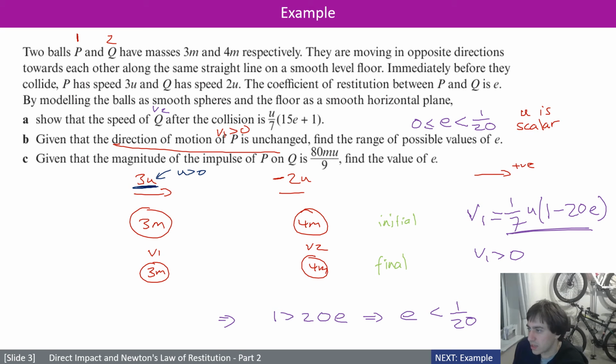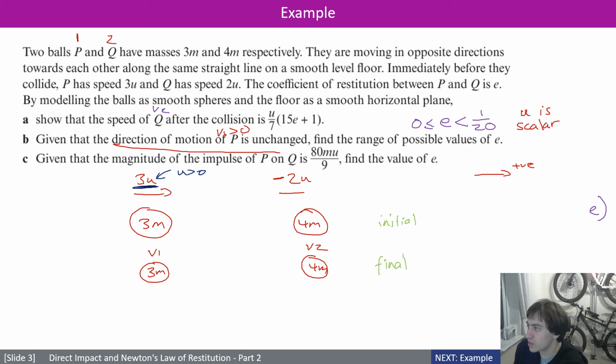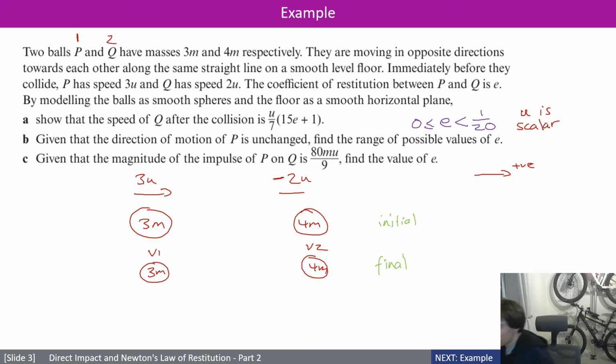Okay, and then part C. Let's clear up some more space. It's quite long, this question. Yeah, let's keep that as our main info. Let me just get rid of this. Just clear things up a bit. Right, part C. Given that the magnitude of the impulse of P on Q is that expression, find the value of E. So first we want to write that mathematically then, I suppose.